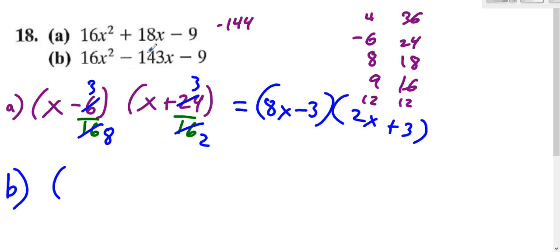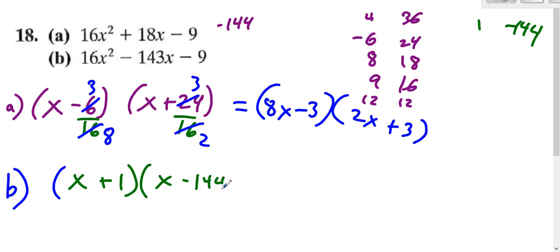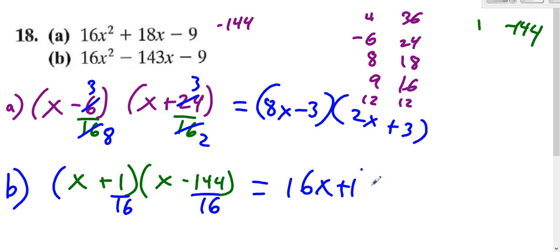So multiply again, 16 times negative 9 is negative 144. Have to get negative 143, so that will be 1 minus 144. And then since we did the multiply trick, you do the division now. Bottoms up if it doesn't reduce. There it is.